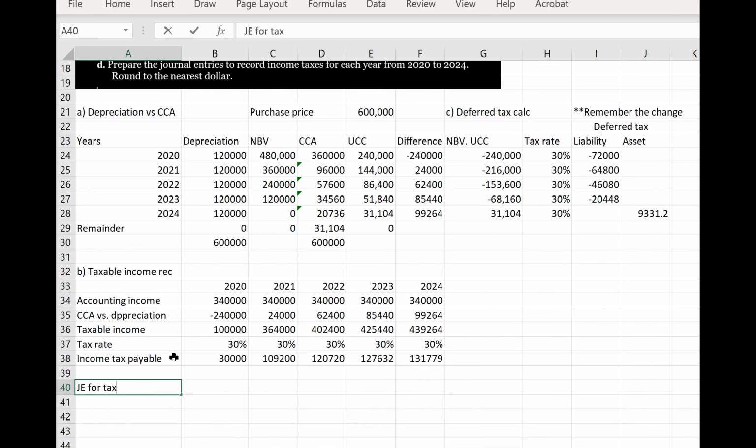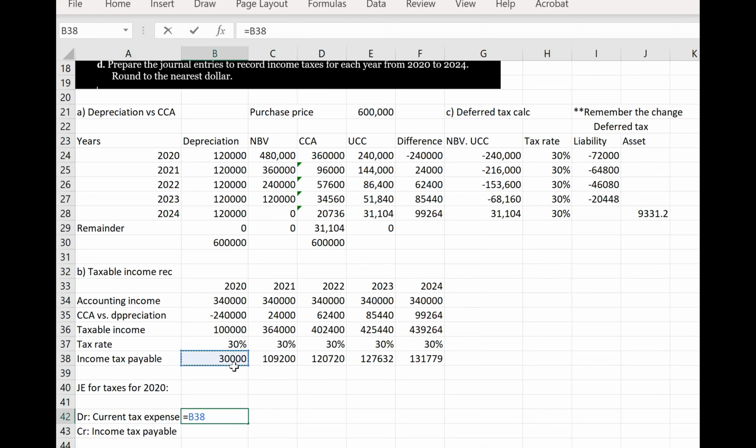Journal entries for taxes for 2020. So for 2020, we're going to have current tax expense. So we're going to have debit current tax expense, credit income tax payable. So this is going to be this amount right from our schedule here where we took taxable income when we applied the tax rate. That's our current tax expense. It's relatively easy as long as you did this rec.